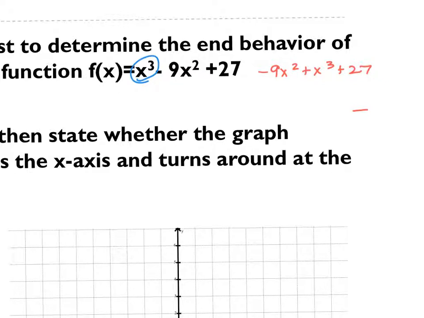So the fact that my exponent is odd tells you what? One's going up, one's going down, right? We don't know which one until we look at the sign on the front of it. So because it's a positive x to the third, what does that mean? Good. Falls left, rises right.